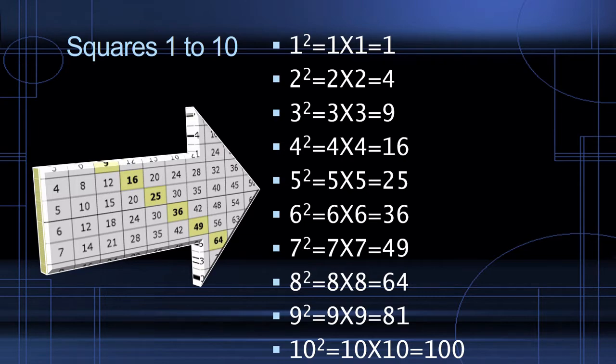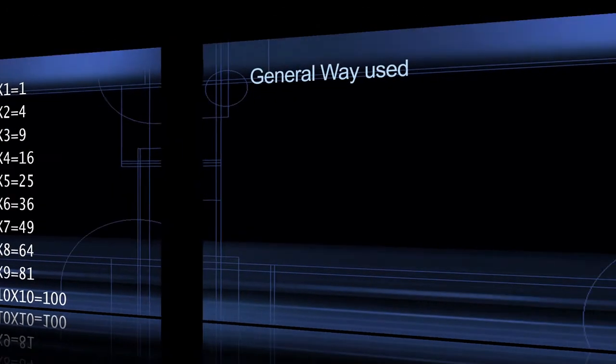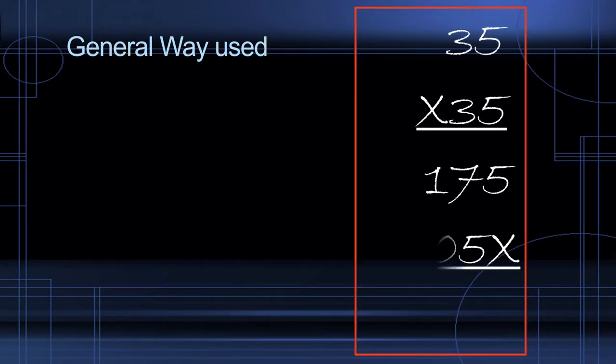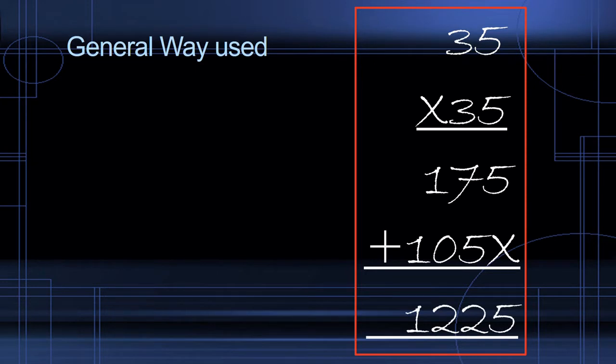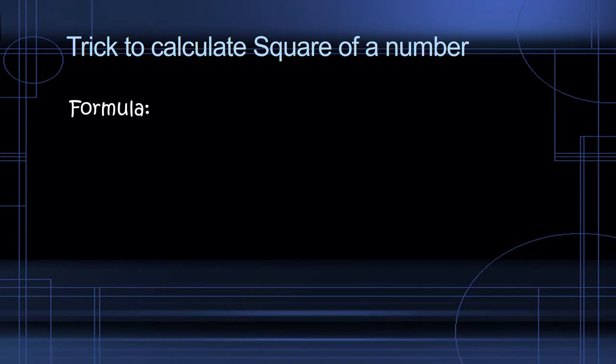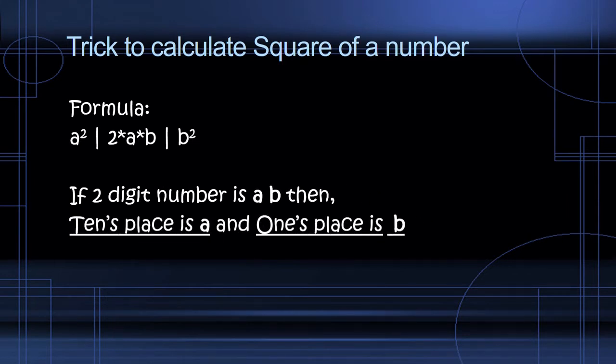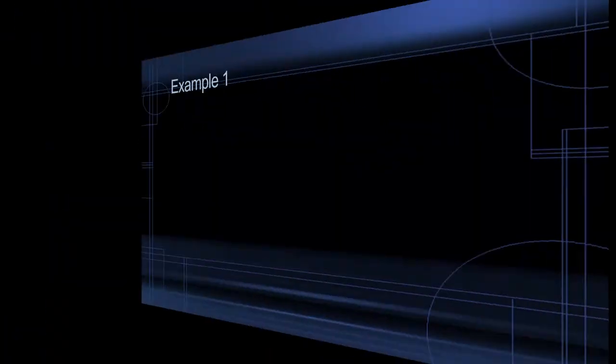Now, for example, let's take 35, and the general way we use today is this one. The trick to calculate this square, which won't take time and will only take 2 to 4 seconds, as I already said, is a square, 2ab, b square. Now, let's take the tens place as a and the ones place as b.